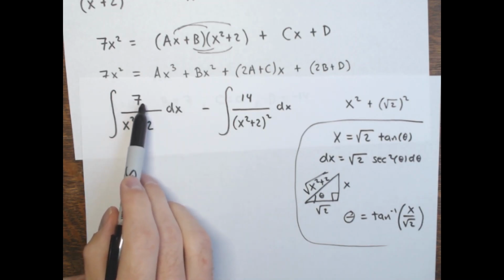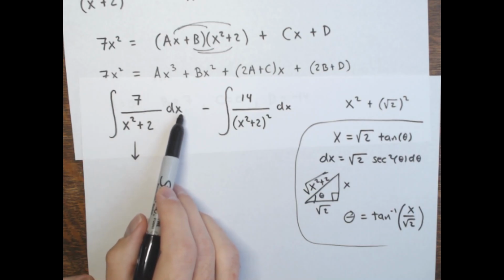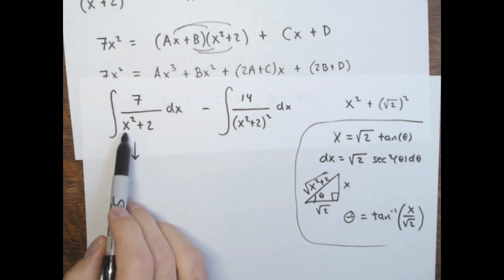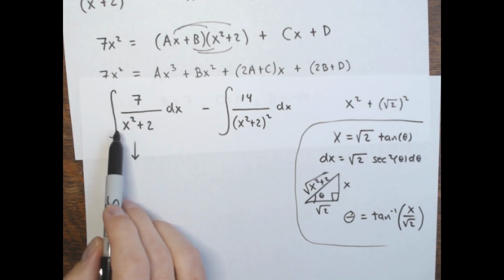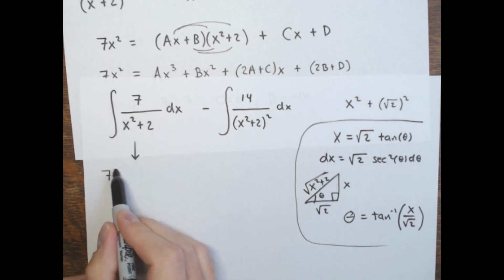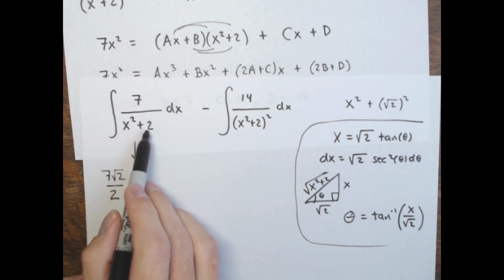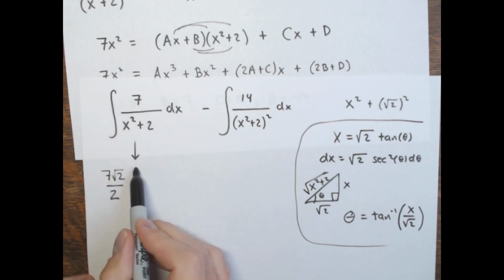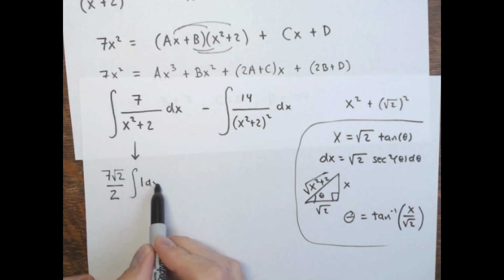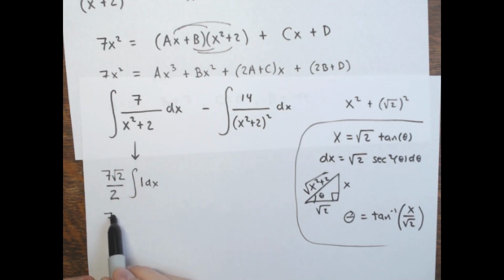You'd have 7 root 2 secant squared theta d theta. And down here you'd have 2 tangent squared plus 1, but you pull the 2 out, so you've got 7 root 2 over 2, and then tangent squared plus 1, which would be secant squared, which would cancel the other secant squared. You would just have the integral of 1, so just theta. This would be 7 root 2 over 2 times theta, which we'll replace with the inverse tangent of x over the square root of 2 in a second.